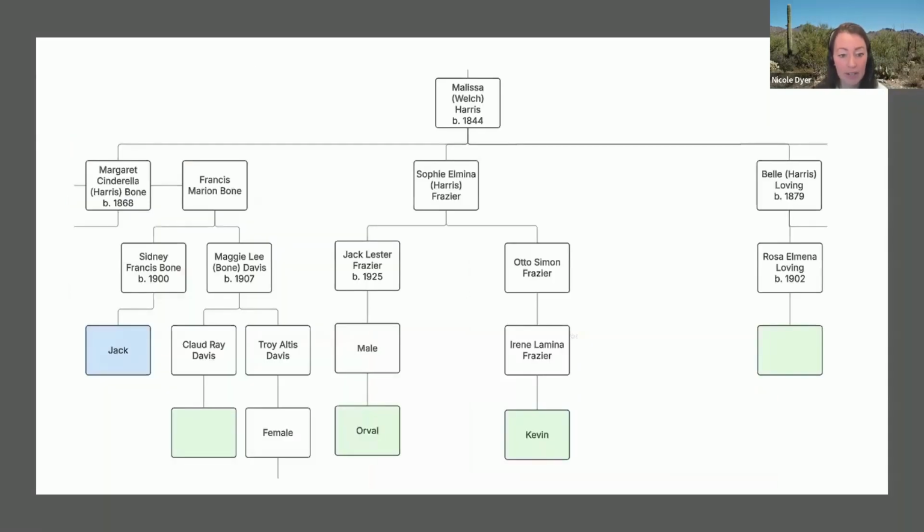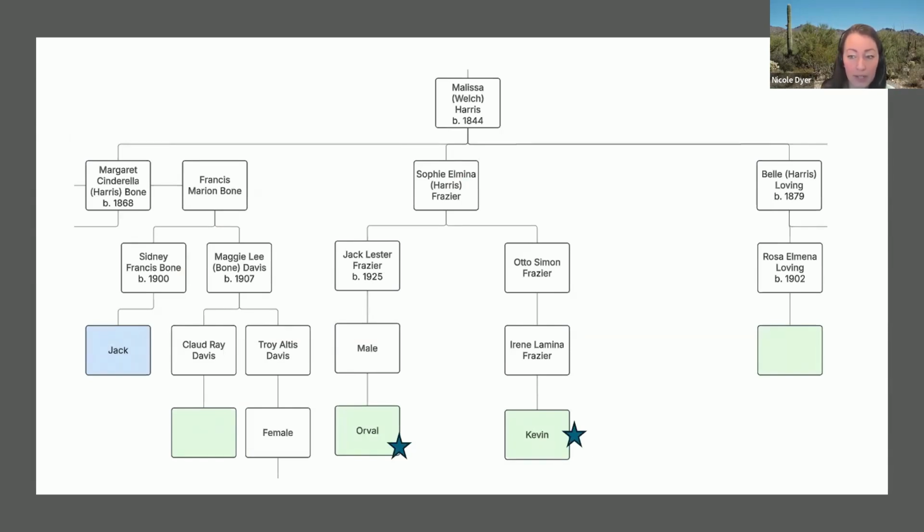And Kevin is in our tree right here as a descendant of Sophie Elmina Harris Fraser. And Orville is also a descendant of Sophie. And Jack is a descendant of Margaret, which is Sophie's sister. So we know that probably Anthony will be a descendant of Sophie because his two closest matches are on Sophie's branch. So because these two are the closest matches, we're going to focus in on them.